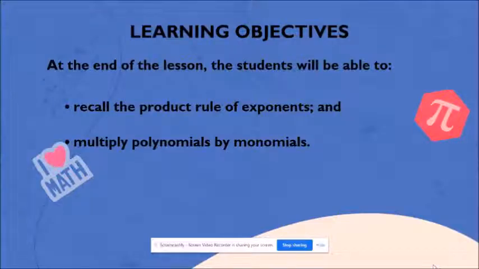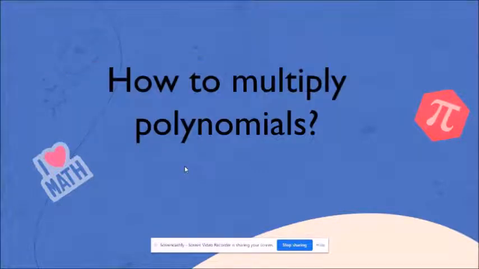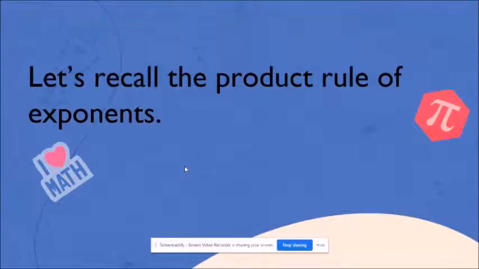Okay, for our learning objectives, at the end of the lesson you are all expected to first recall the product rule of exponents and finally to multiply polynomials by monomials. Okay, let's start. Now, how do we multiply polynomials? Let's find out. The first thing we need to do is to recall the product rule of exponents. Are you familiar with that?